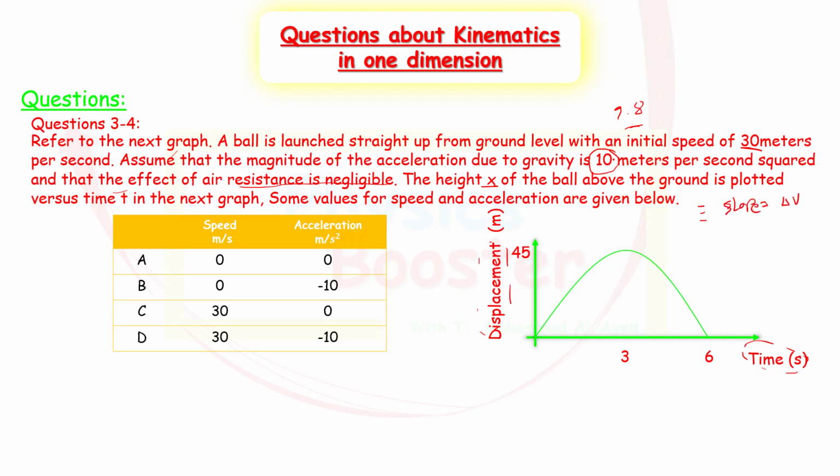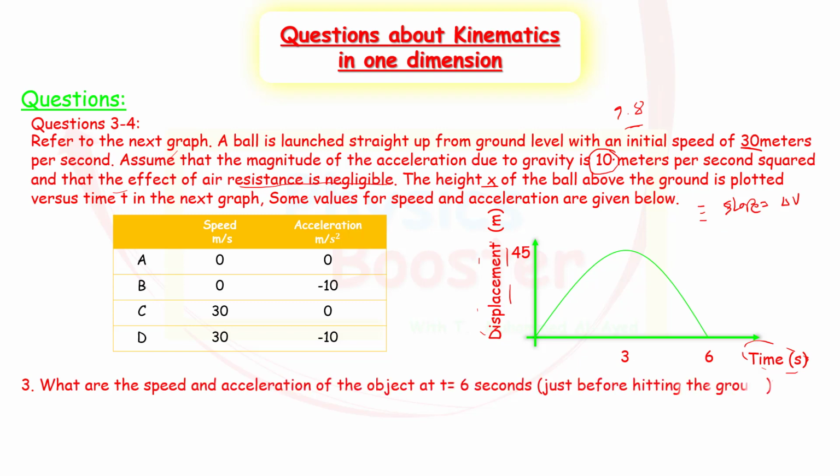Okay, now let's see what the question is asking us to find. What are the speed and acceleration of the object at t equal 6 seconds? So it's asking me here, what's the speed of the object and the acceleration just before it hits the ground? Well, actually, let's look at the choices. The choices sometimes give me the answers.